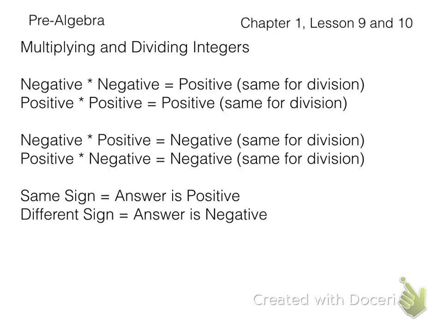Alright, on to math. Multiplying and dividing integers. Here are some little rules for multiplying and dividing integers. When you have a negative multiplied or divided by another negative, the answer will be positive. A positive multiplied or divided by another positive will produce a positive answer. Now, if you have a positive multiplied or divided by a negative, or a negative multiplied or divided by a positive, you get a negative answer.